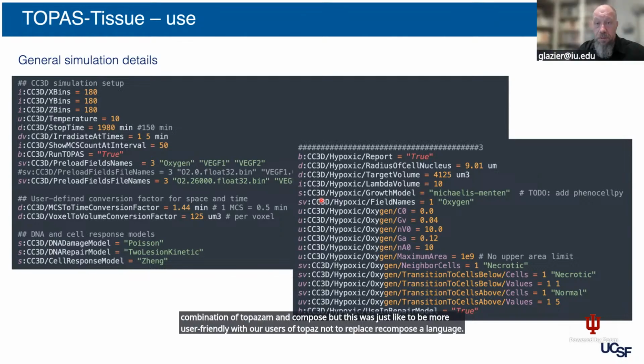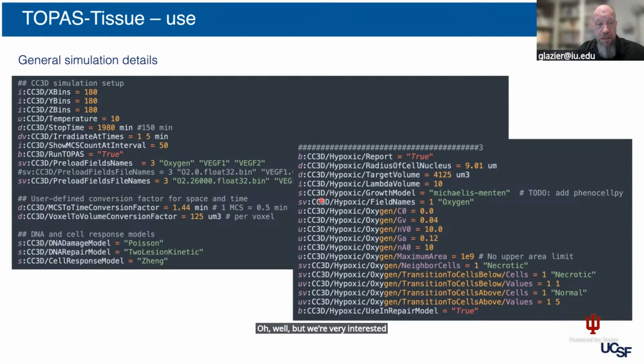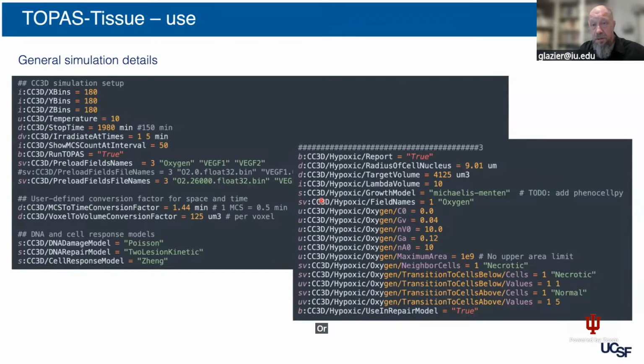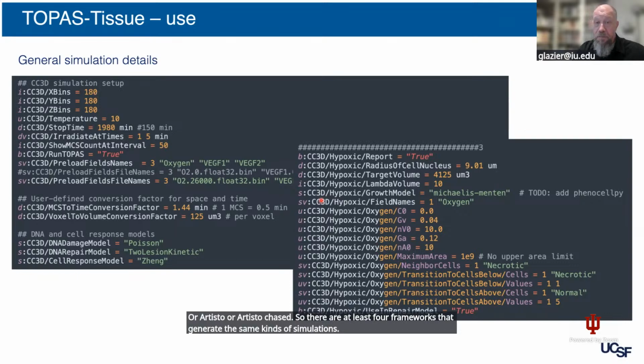Oh, well, we're very interested in the possibility of having a language like this that you could use to specify, for example, CompuCell or Morpheus, which is another programming framework that uses the same approach, or Artisto or Chaste. So there are at least 4 frameworks that generate the same kinds of simulations. Each one of them has a different model specification language. And so having a high level human readable model specification language that you could then compile into the various specific languages is very attractive.